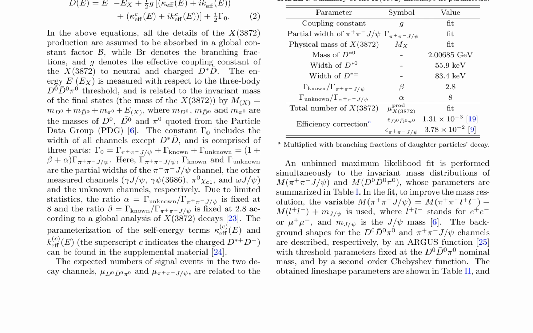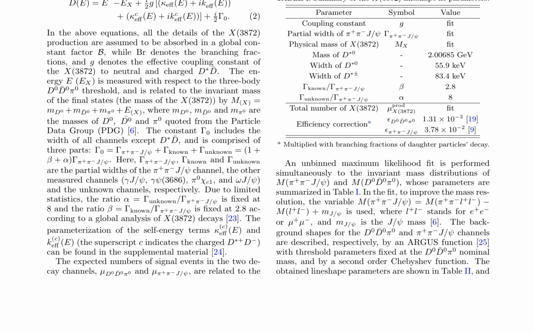The mass resolutions of the two channels are studied using Monte Carlo simulation and modeled as Gaussian functions with different parameters. An unbinned maximum likelihood fit is performed simultaneously to the invariant mass distributions of m(π+π-J/ψ) and m(D0 D̄0 π0), whose parameters are summarized in Table I. The fit uses the variable m(π+π-J/ψ) = m(π+π-l+l-) - m(l+l-) + m(J/ψ) to improve the mass resolution.